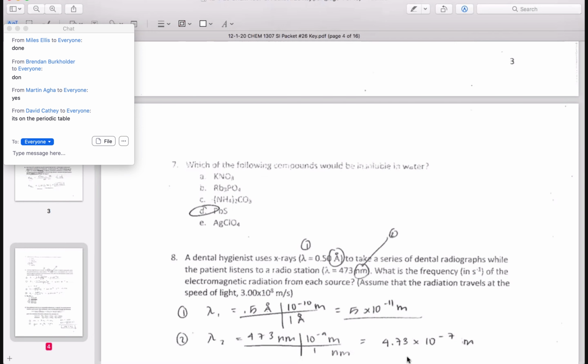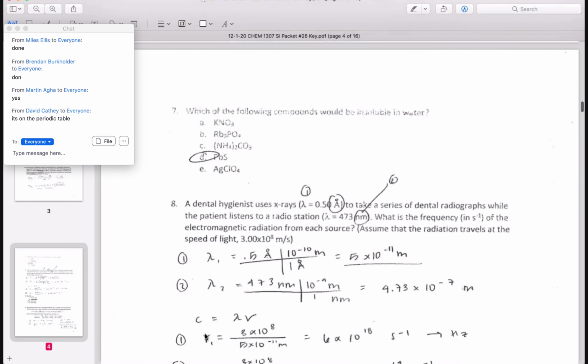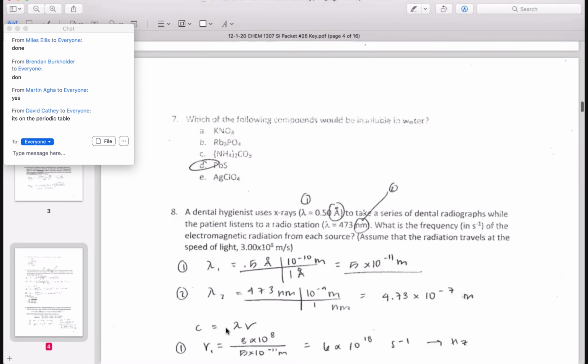And then the second one I did, I also took it just to meters, because I'm going to use my speed of light to get it to the next part. So I got 473 nanometers, used just your regular SI unit conversions, which is 10 to the negative 9th meters for every 1 nanometer. And that should have gotten you to 4.73 times 10 to the negative 7th meters. And then in part 2, I used this equation here, which is the speed of light is equal to the wavelength times the frequency. And it's asking what the frequency is.